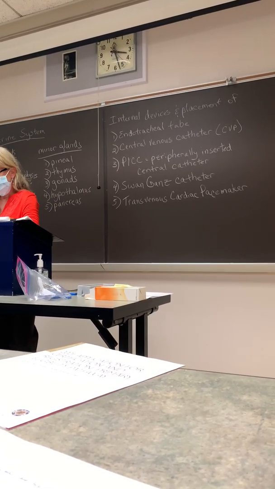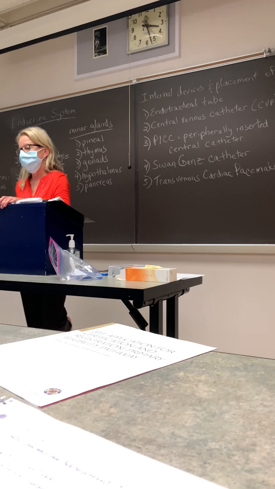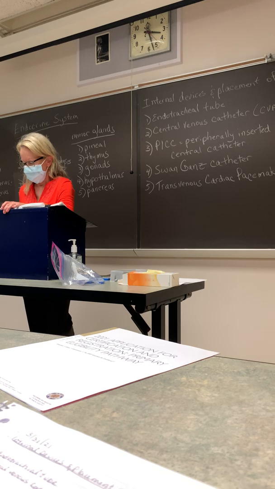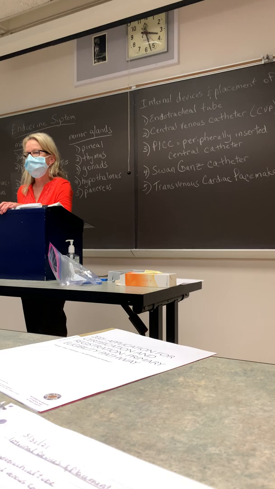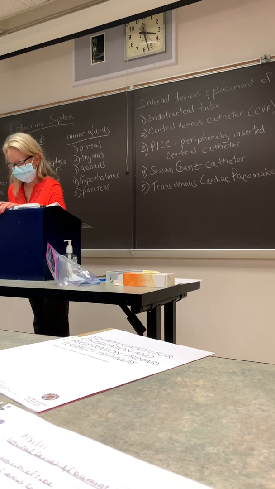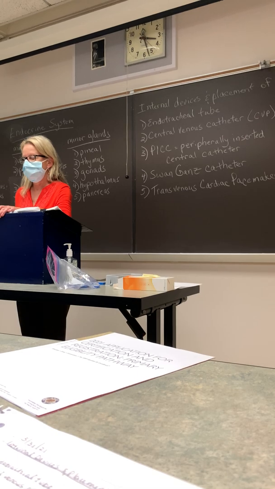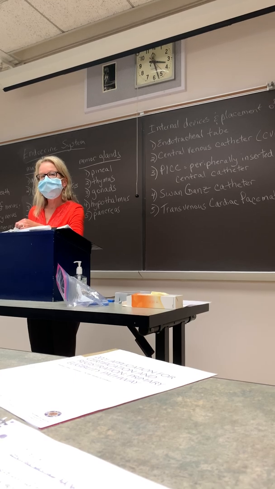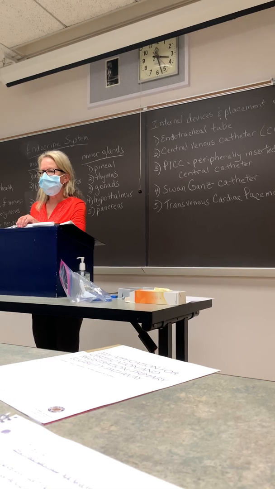Okay, first one is an endotracheal tube. What's an endotracheal tube? Yeah, it's for breathing. So know that the tip of it is 5 to 7 centimeters. When I say tip, I mean the bottom of it. The tip of it should be 5 to 7 centimeters above the carina.